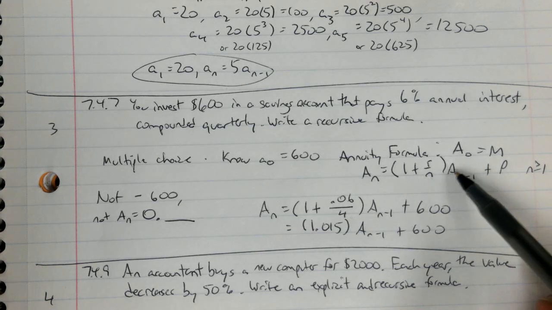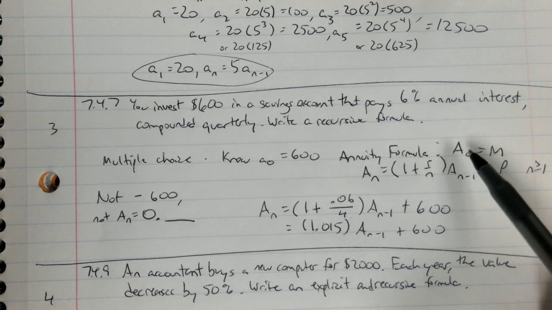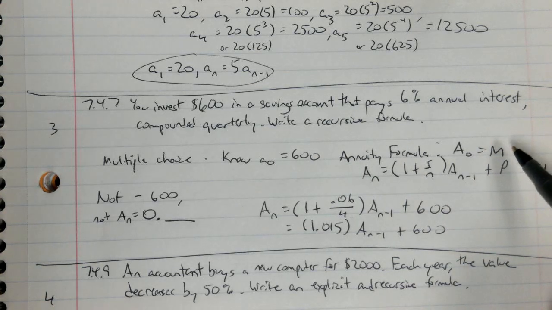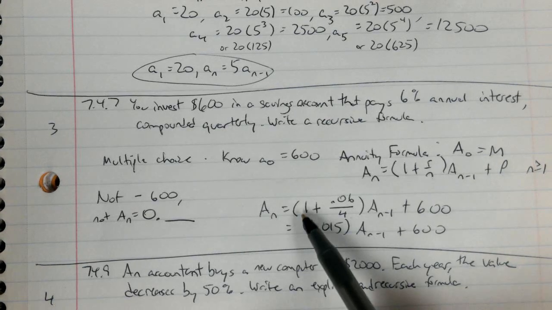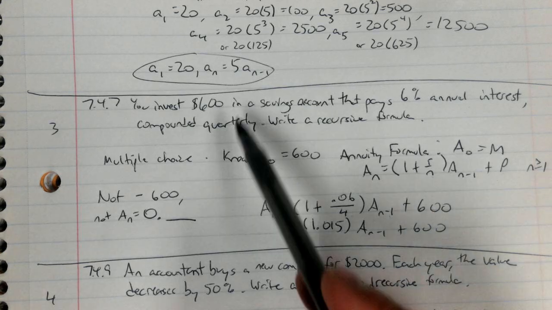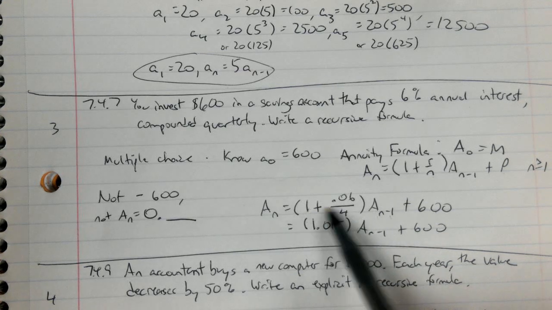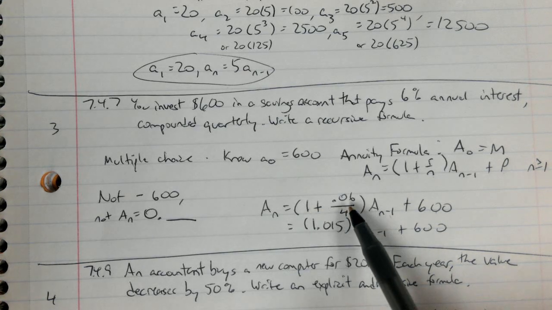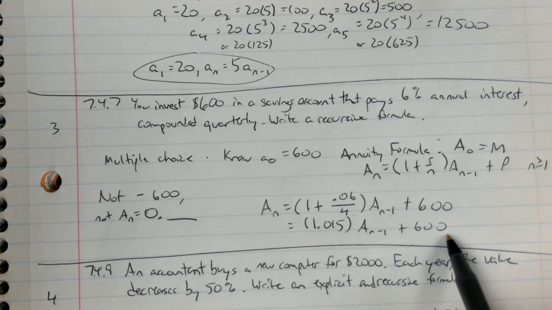And then a_(n-1), which is the previous, and then plus P, which is your initial amount, just like M. I don't know why they use so many letters that mean the same thing, but that's just going to be the same number. So what we have is 1 plus 0.06 over 4, times a_(n-1), plus 600, which is your base amount. Now, in multiple choice, it's not in that form. They want you to divide this out and add. And so if you do that, you get 1.015 in front, and then the rest.